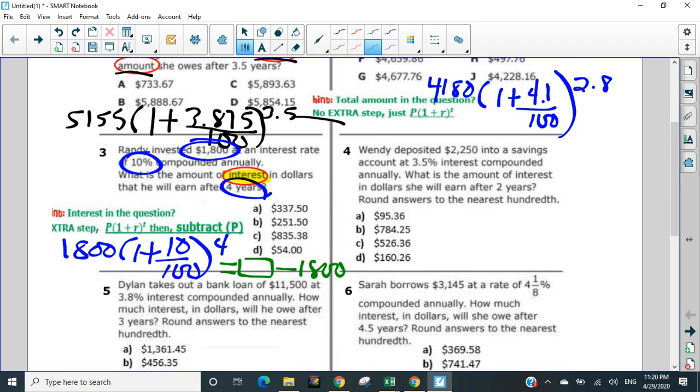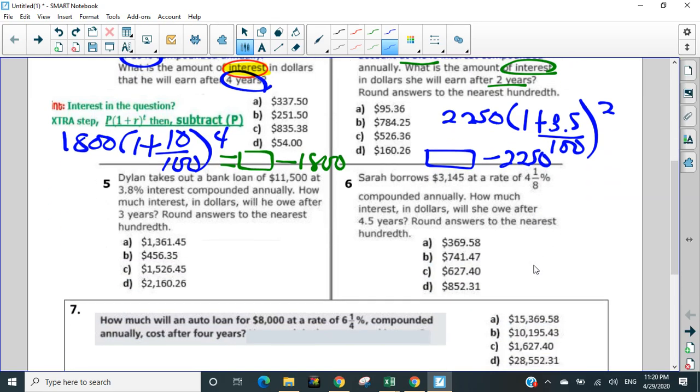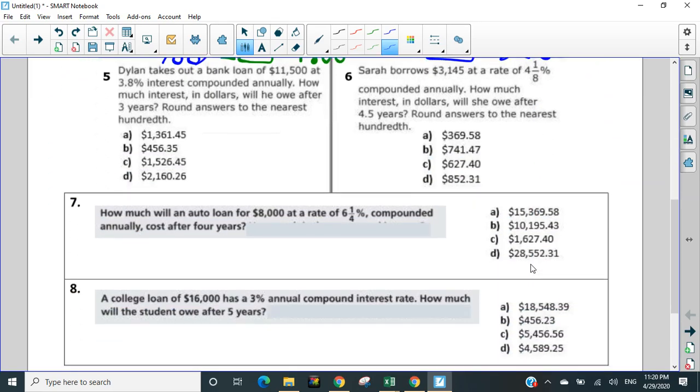Number 4, the same thing. It says interest, so we're going to have to subtract. Okay, so let's set it up. 2,250, parentheses 1 plus 3.5 out of 100, close parentheses, to the 2nd power. Whatever answer you get, you're going to subtract the 2,250.